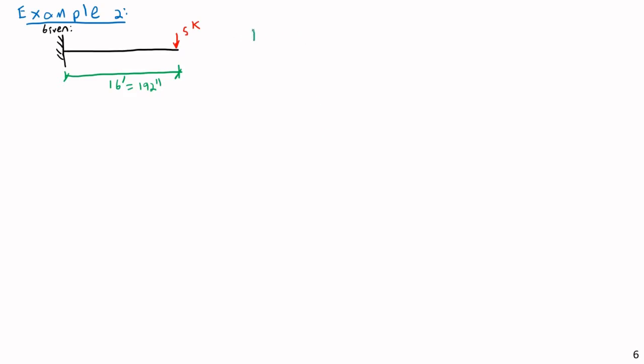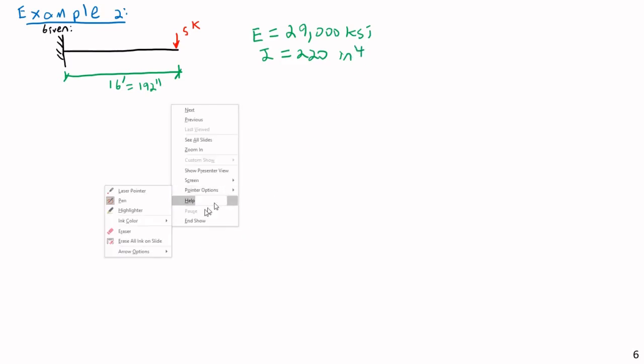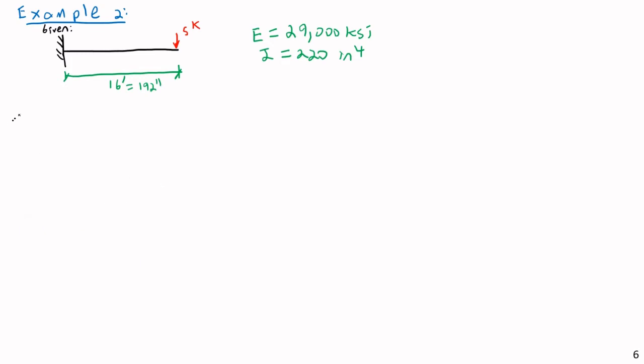And also we're told that the beam is made of steel, just like the previous one. I kind of like steel beams. E is 29,000 KSI, and the moment of inertia I is equal to 220 inches to the 4th power. And I wish to find the deflection at any point along the beam.